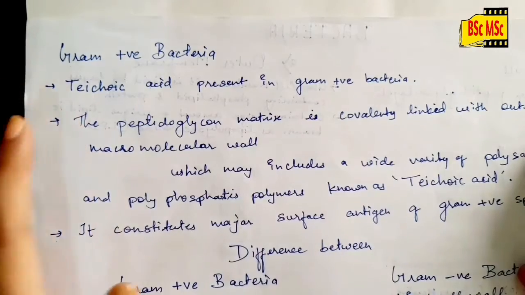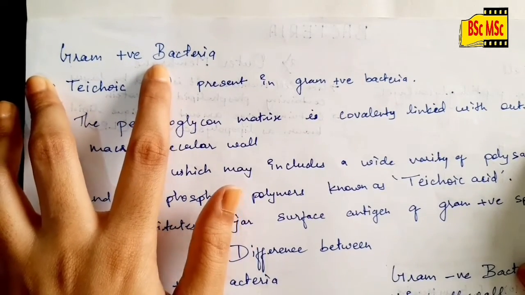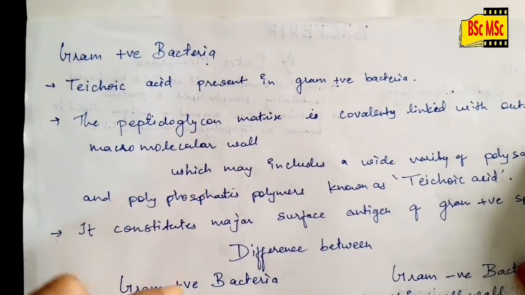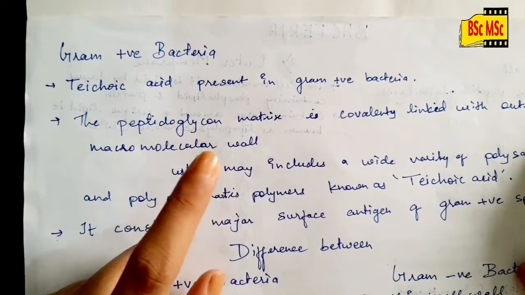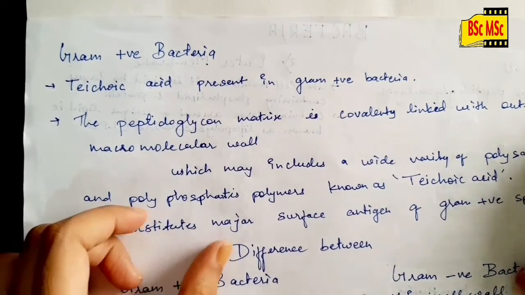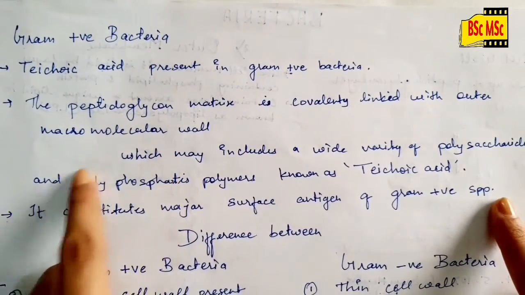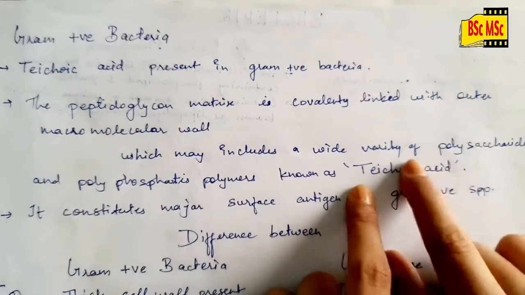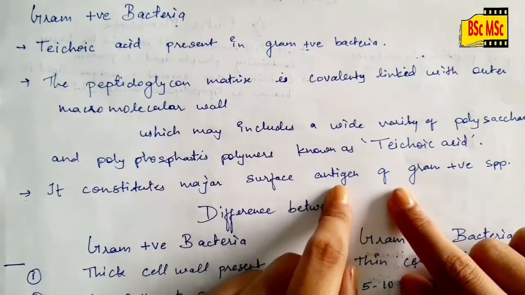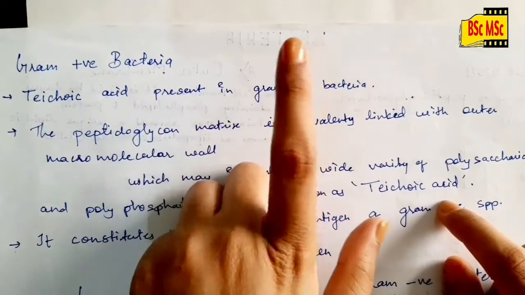Now another important topic is about the teichoic acid. It is present in gram-positive bacteria. See, the peptidoglycan matrix is covalently linked with the outer macromolecular wall, which includes a wide variety of polysaccharide and polyphosphate polymer, known as teichoic acid. So it constitutes the major surface antigen of gram-positive species because it is present in gram-positive bacteria.